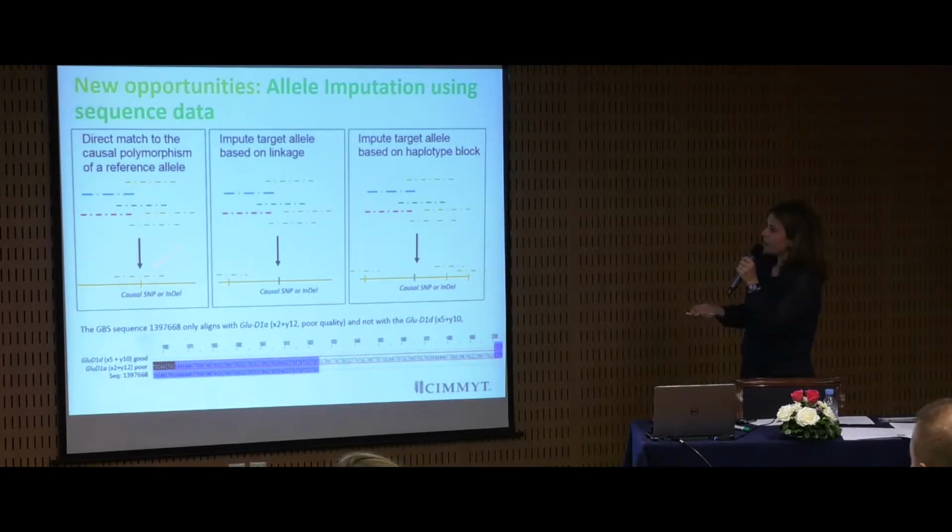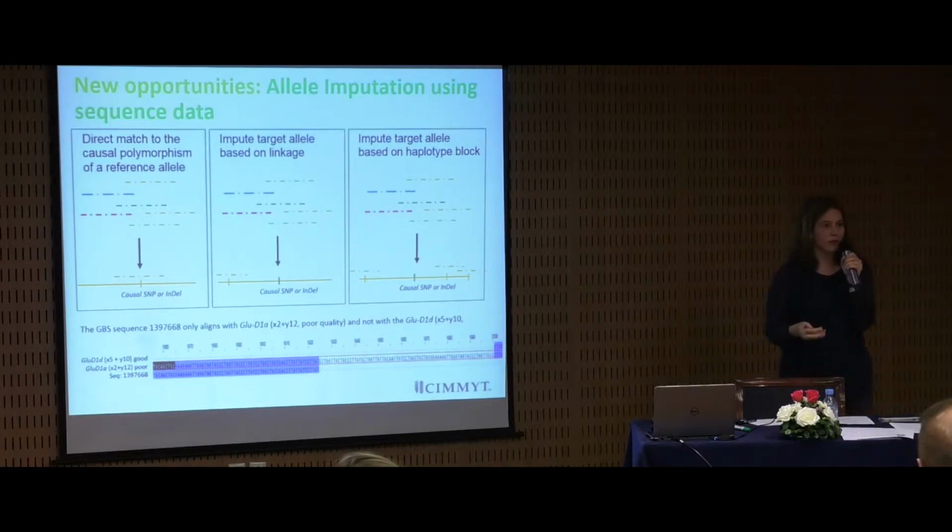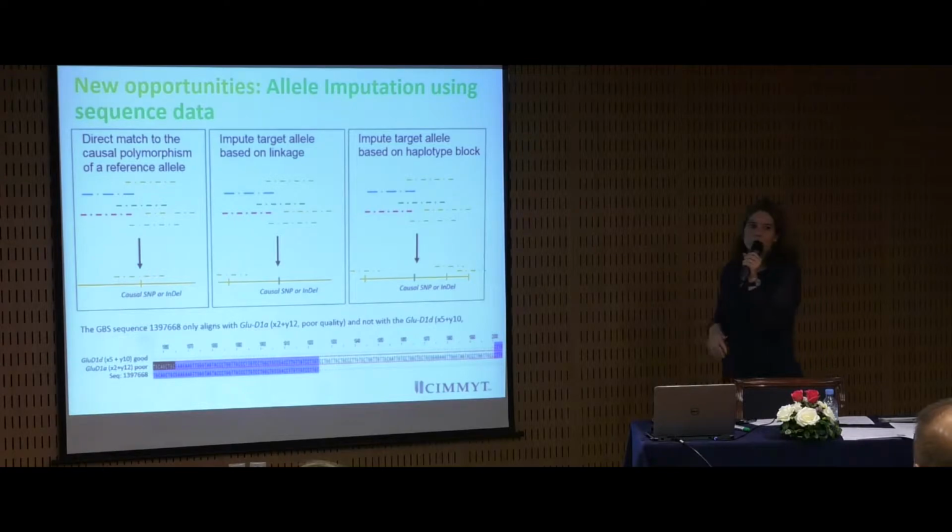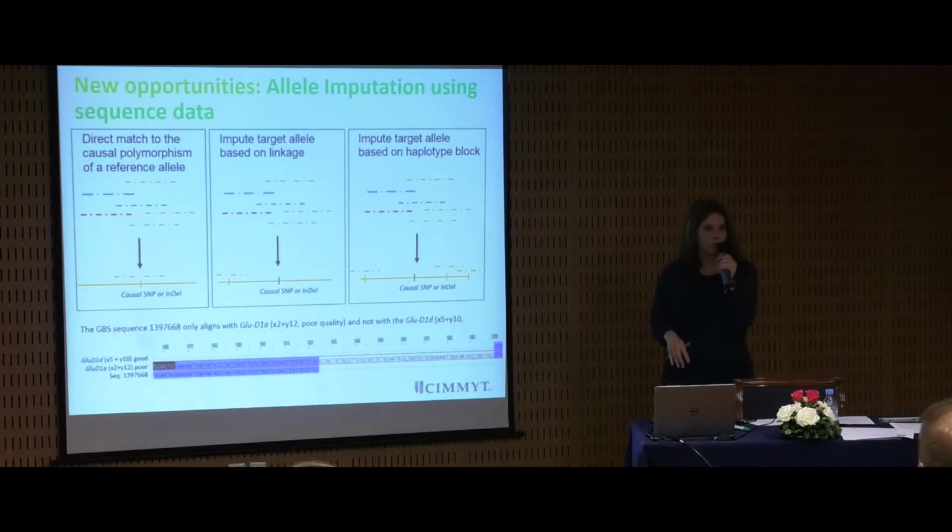So we are looking at three different strategies here. Does the sequence data exactly match the gene and the polymorphic cause of that gene? Then we also look at sequence data that are linked to that gene, and sequence data that are probably linked to a haplotype. And this is just an example here. So we indeed find some of the GBS tags that really go into the polymorphic cause or the deletion of certain genes.